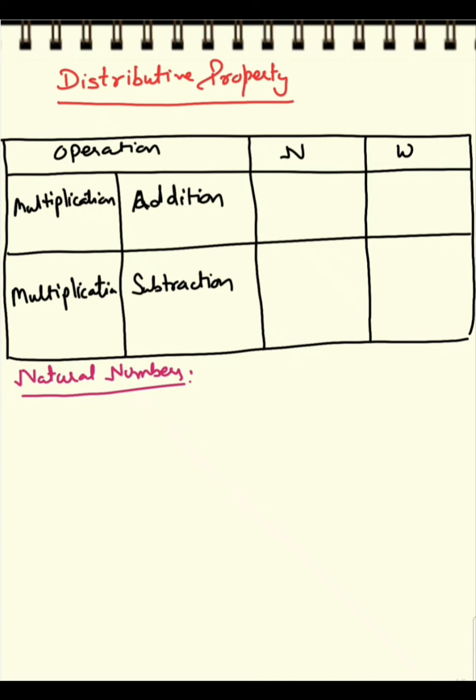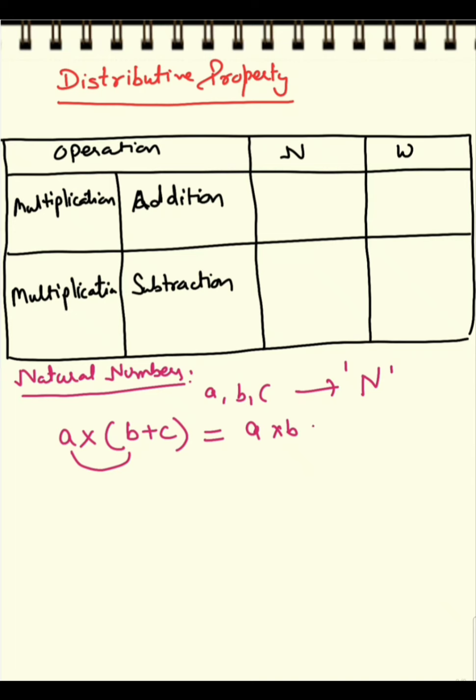Next is distributive property, and for this property we need two operations at a time: multiplication and addition, and multiplication and subtraction. So we'll see what this property says. For natural numbers, I'll take the same three natural numbers A, B and C. According to this property, A into B plus C is always equal to A multiplied by B plus A multiplied by C.